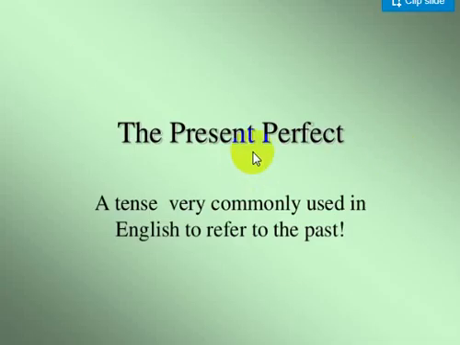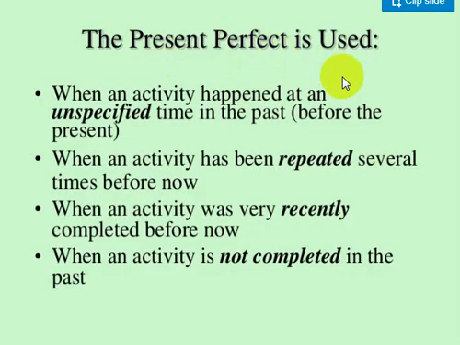Okay, the present perfect, that most of you get confused between using the present perfect or the past simple. As you see, the present perfect is a tense very commonly used in English to refer to the past. The present perfect is used when an activity happened at an unspecified time in the past. You know, we say in the past simple, when we specify time it is past simple, but when we don't specify time it is in the present perfect. When an activity has been repeated several times before now or in the past.